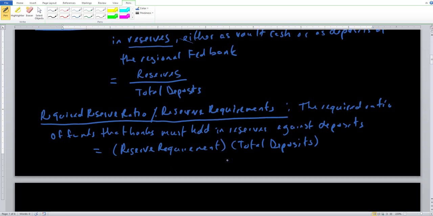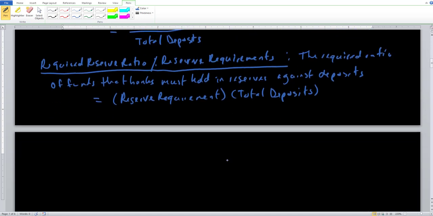So a simple example that we can give you right here: suppose that the reserve requirement is equal to 10%. So the Federal Reserve has dictated that for all banks within the banking system, they have to have a reserve requirement of 10%. So basically, all deposits that come into the bank, they have to hold 10% of that as required reserves, either as vault cash or deposits at the regional Fed bank.